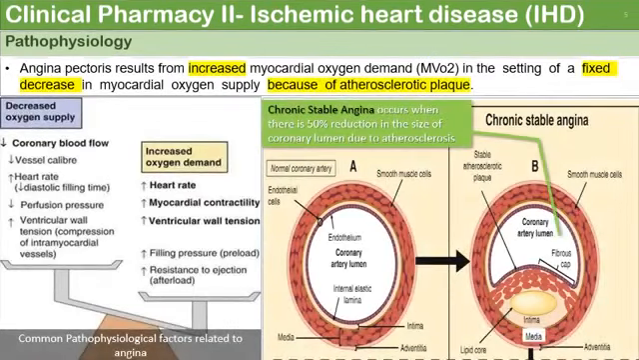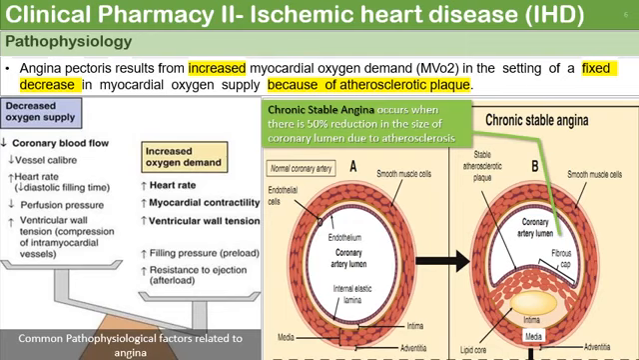The pathophysiology: generally, everything in the universe is in balance. God created everything in balance. So in the normal condition, there is a balance between the oxygen supply to the heart and the oxygen demand of the heart. In healthy people, the balance is maintained. When there is an imbalance, with an increase in the oxygen demand of the heart in the setting of a fixed decrease in the myocardial oxygen supply, what does it lead to? To the development of pain, which is called angina pectoris.